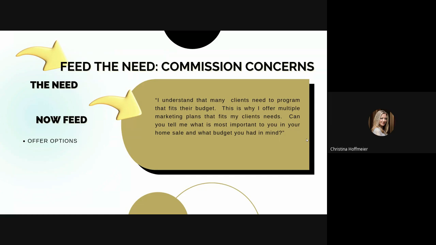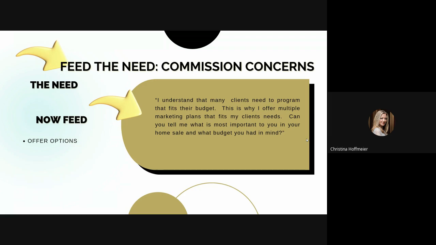If we went in and found the need first, can you tell me what's most important about your home sale and what budget you had in mind? Why can't we have them answer the question first instead of what's your commission? Well, 6%. And what do you want me to do to your house? You know what I mean? We should be having our clients tell us what their need is so that we can properly feed their need.